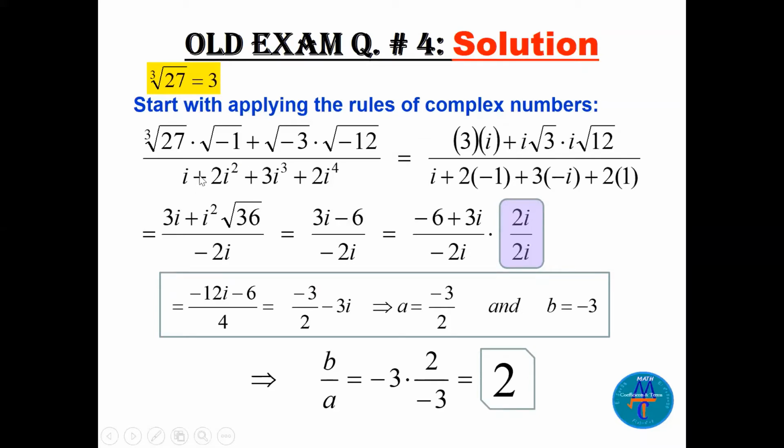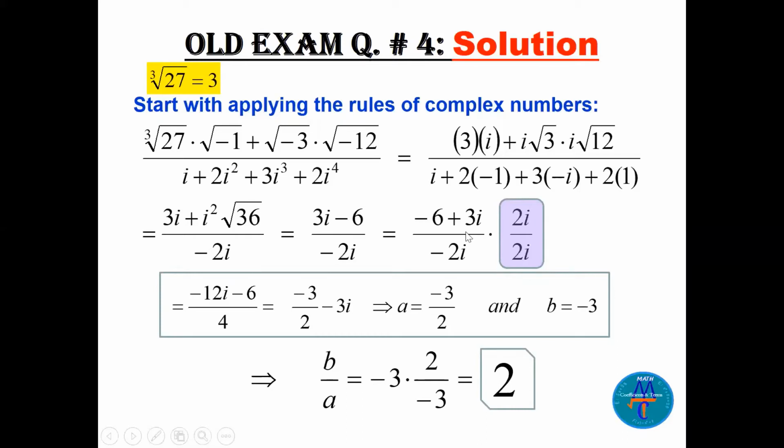And this one here, i is i. I will leave it, cannot do anything. i squared is minus 1, i cubed is minus i, i to the power 4 is 1. So when you add everything here, you get what? Minus 2 and 2 cancelled, minus 2i.